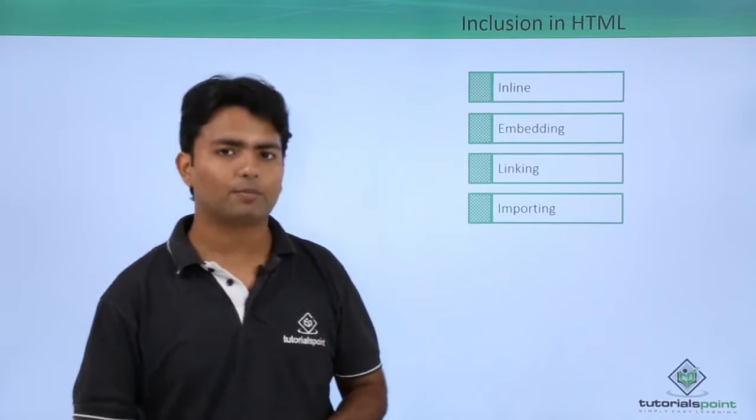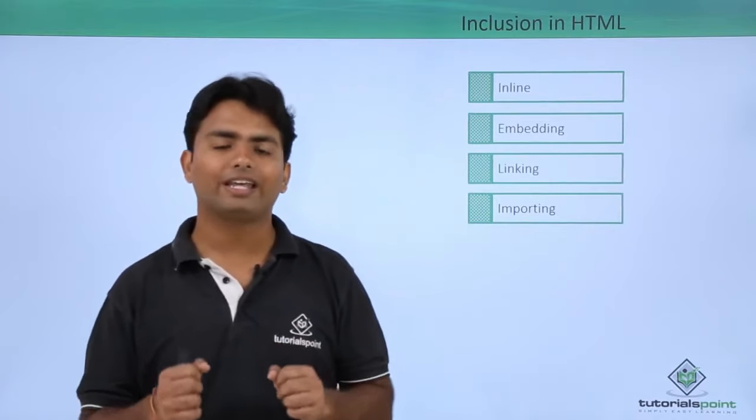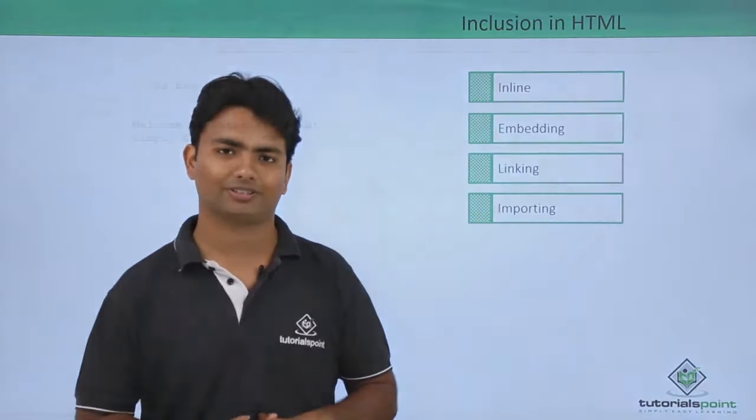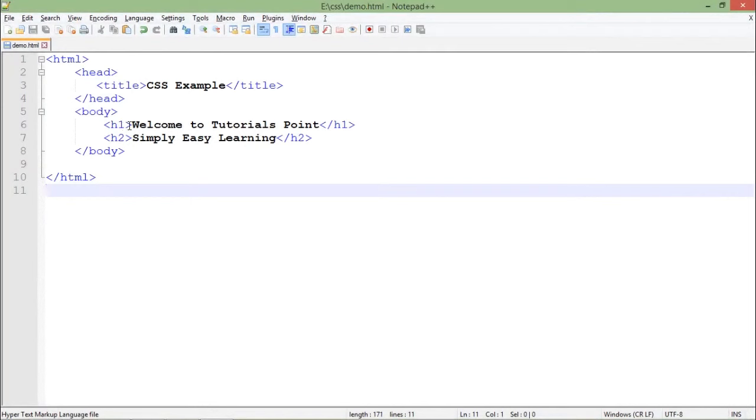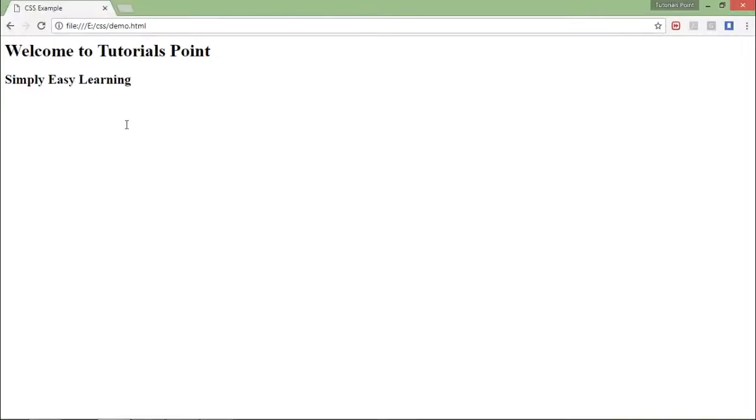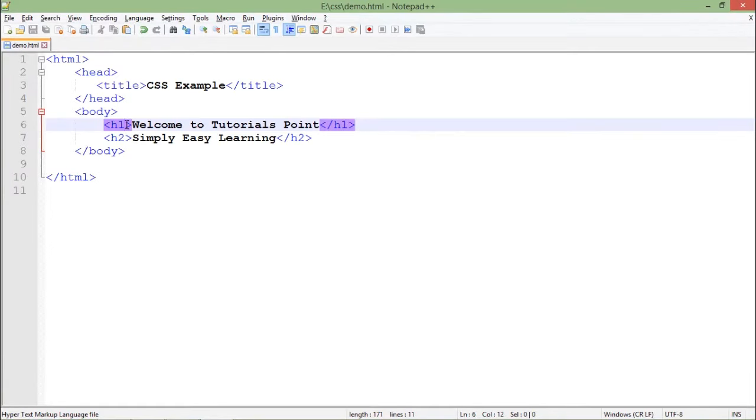So let's see a practical implementation of the different ways we can link the style sheet with the HTML. In this particular video, we'll start working with the inline style sheet. Here you can see there are a couple of tags, that is h1 and h2, and here is the output of these h2 and h1 tags. Now if I want to put the inline style sheet, like the attributes we used to pass in any of the tags so far, here I will use style as the attribute.